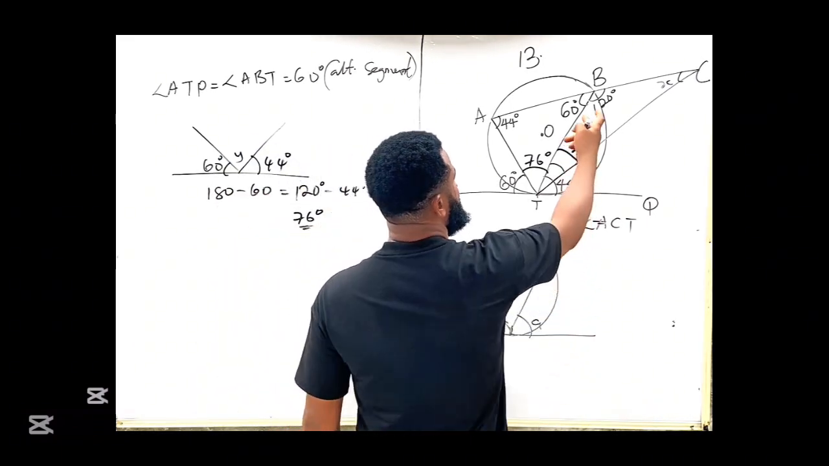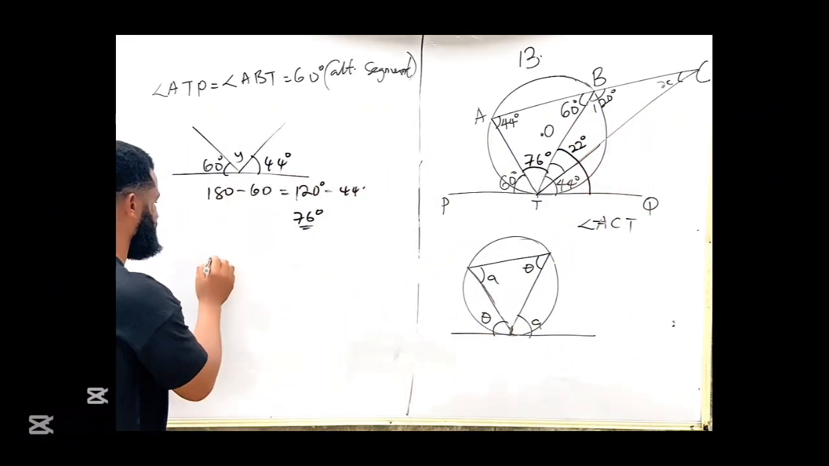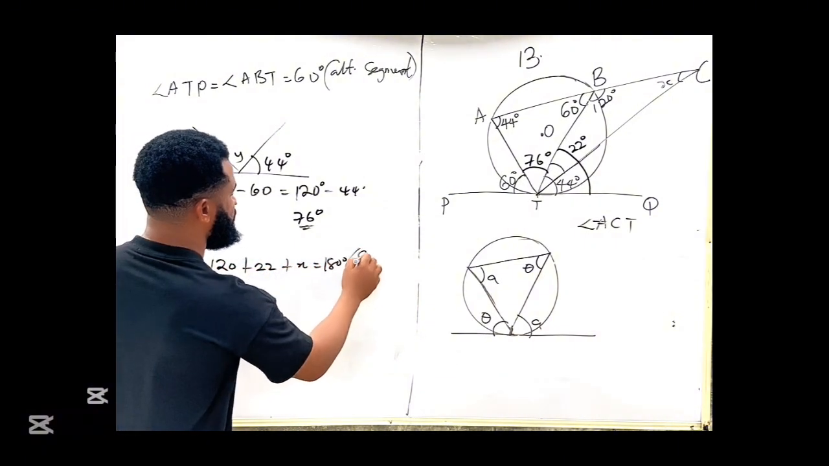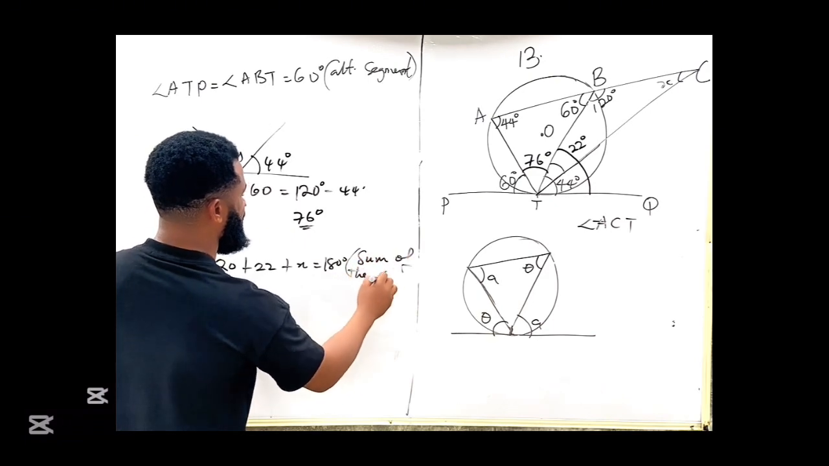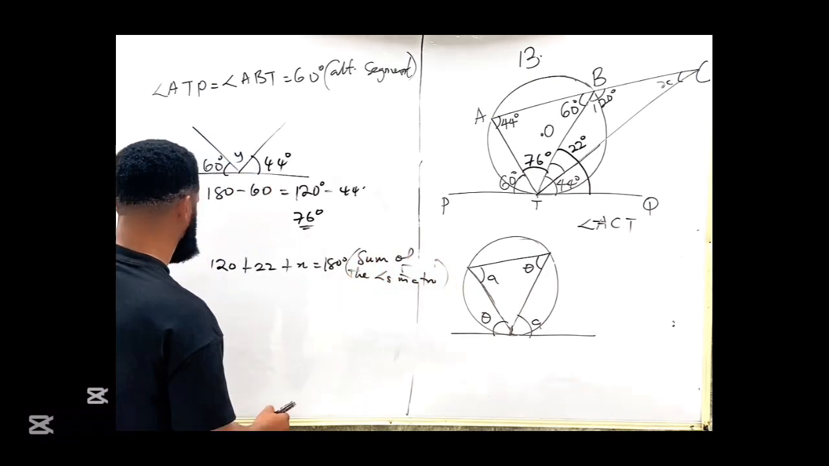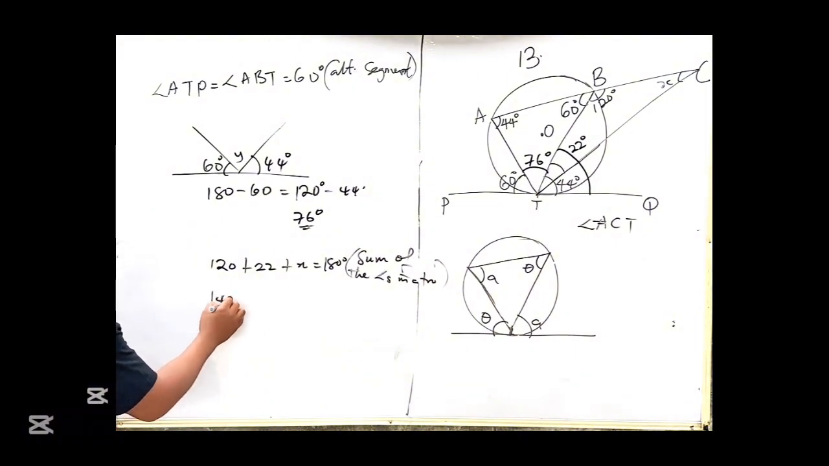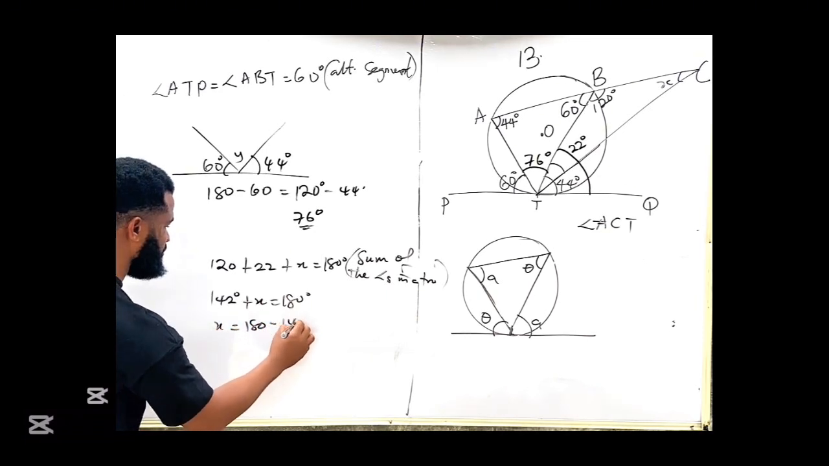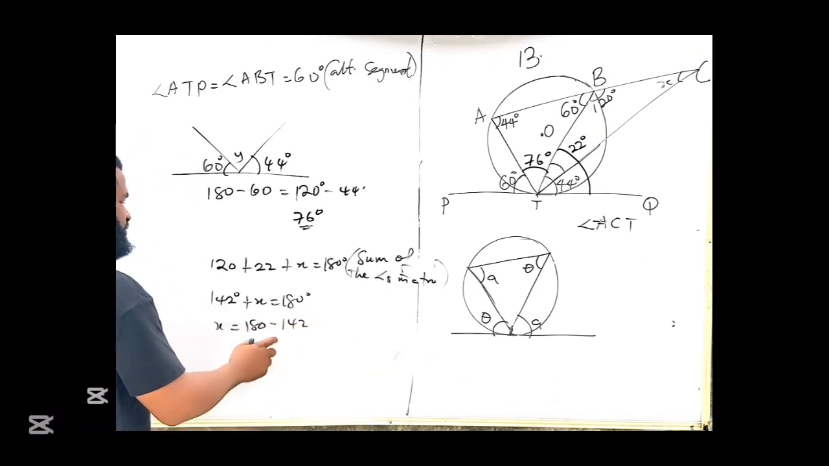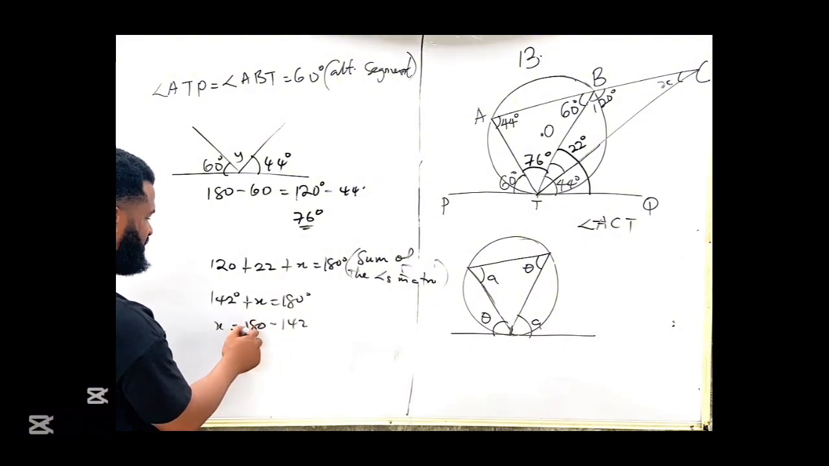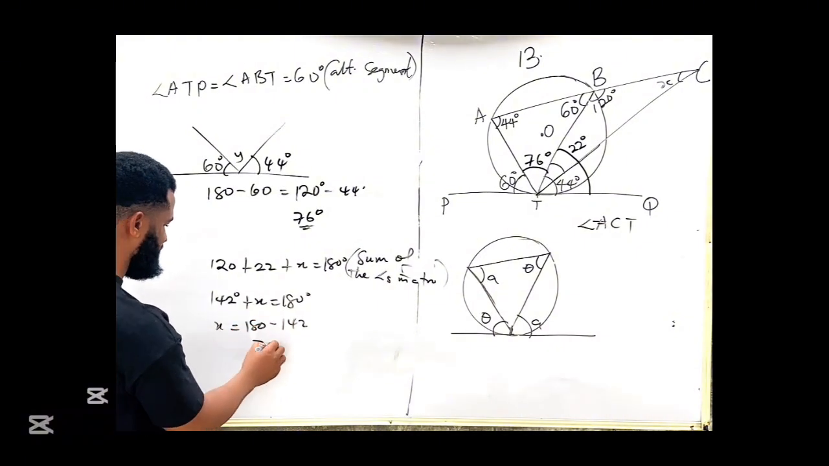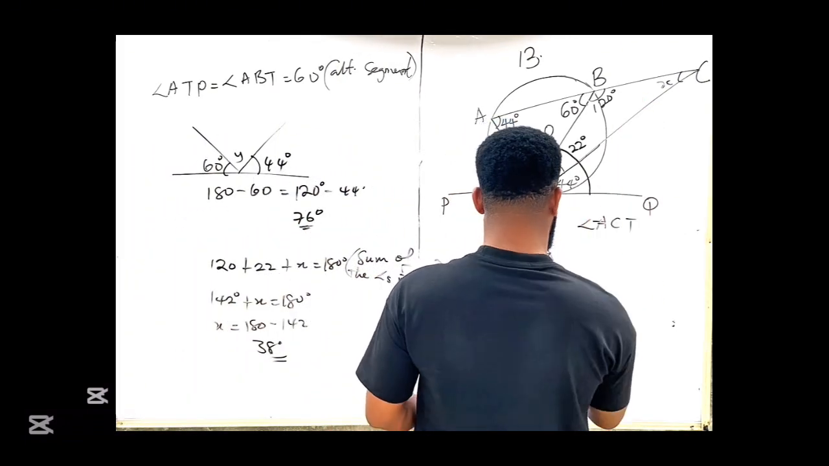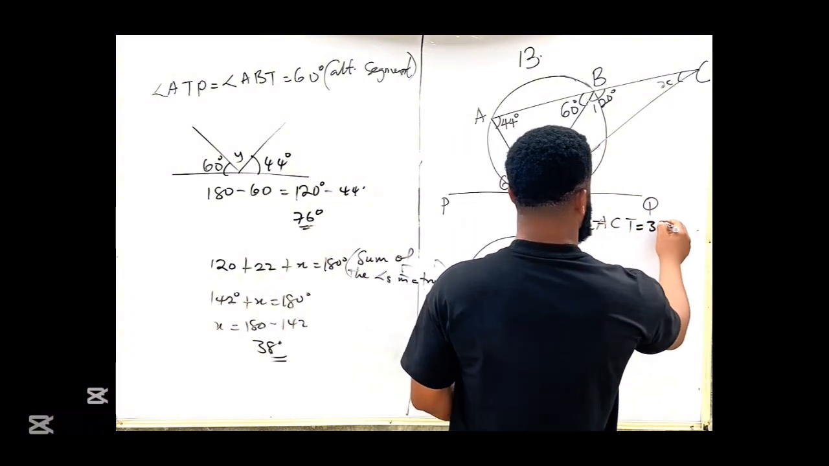Okay, so let's go. This plus x is 180. So I'm going to say that 120 plus 22 plus x is equal to 180. That is the sum of the angles in a triangle. So this is going to be 142 degrees plus x is equal to 180. Then x is going to be 180 minus 142, which is 38 degrees. All right, so this particular value here, ACT, is 38 degrees.